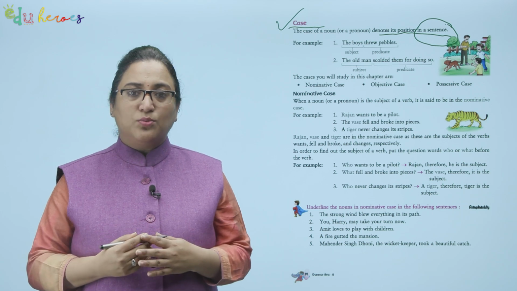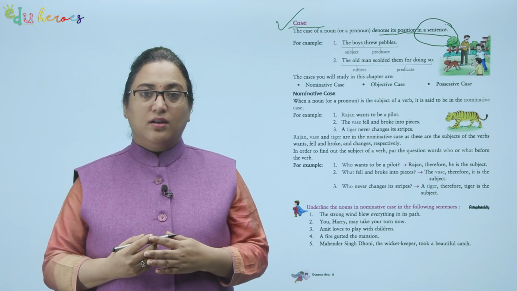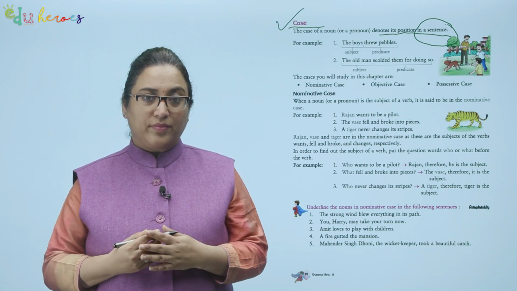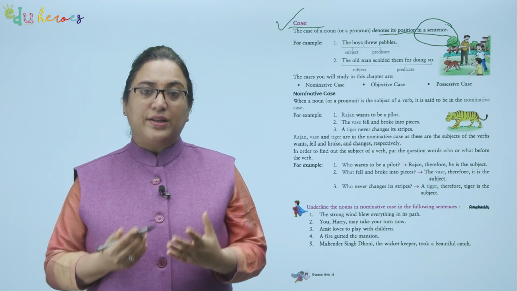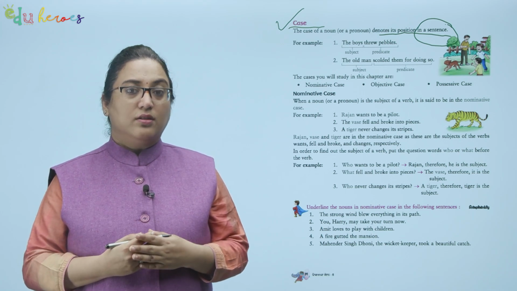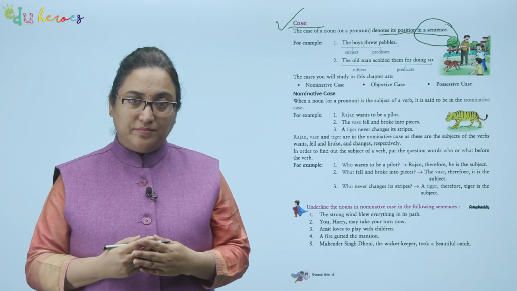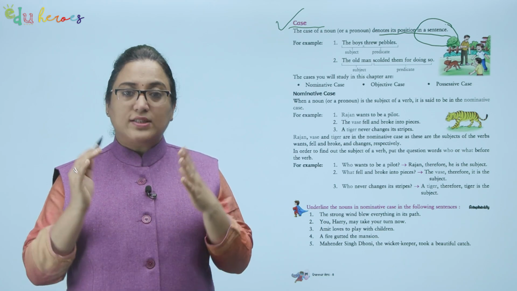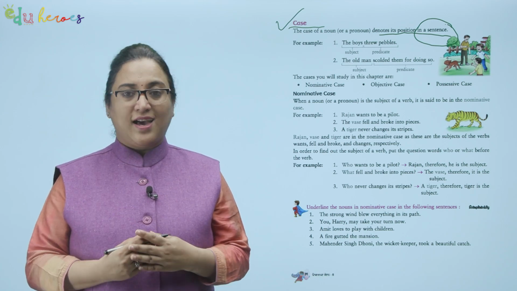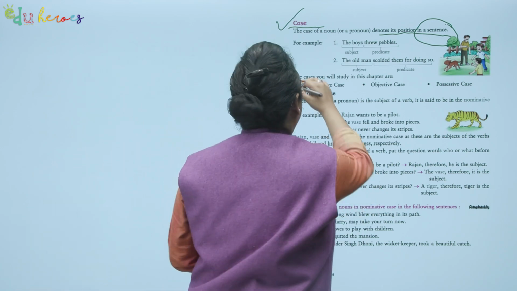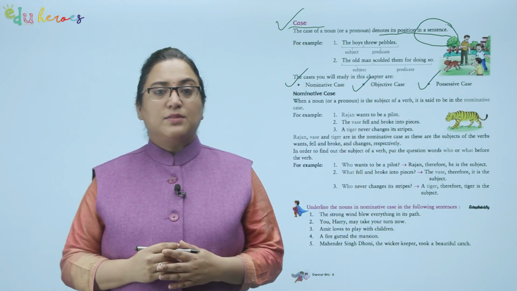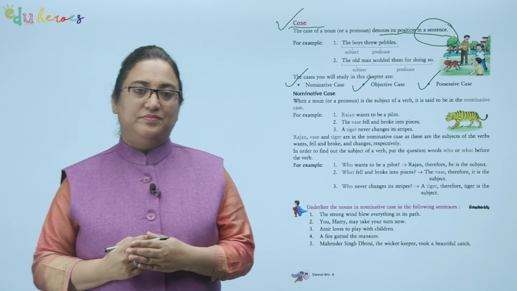Now, in the first sentence, what is the subject? The boys. Why subject? Because they are doing the action. The boys are the doer. And then the rest of it is the predicate. Predicate is giving more information about the subject, the boys here. The cases you will study in this chapter are nominative case, objective case and possessive case. So these three cases are very important. Let's begin with nominative case.